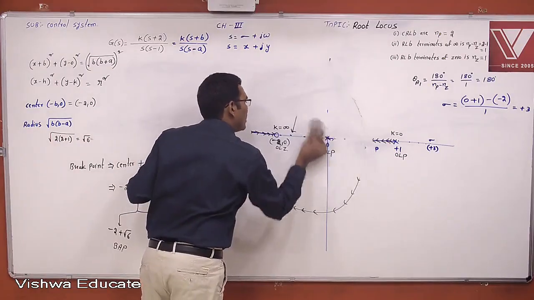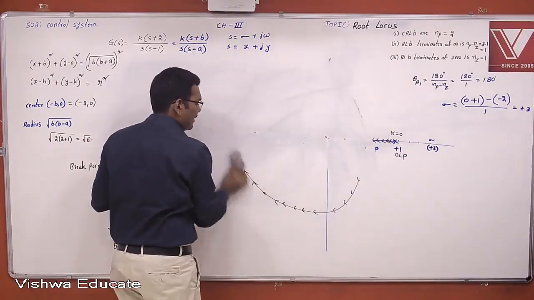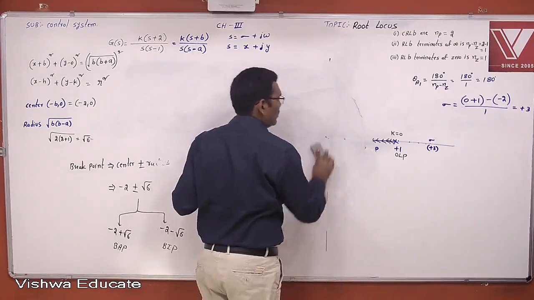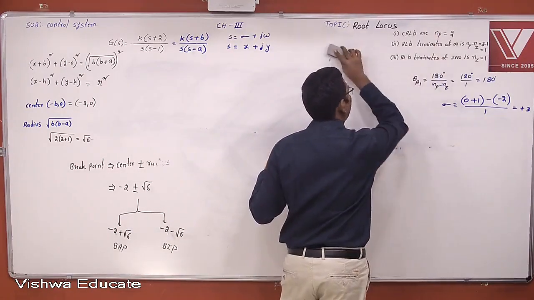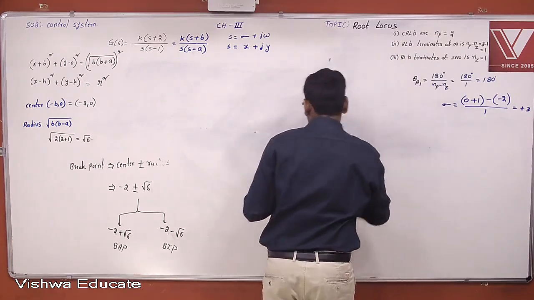But if options are available, if the root locus diagrams are available in the 4 options, then don't do all these rules and regulations. Use these 3 methods and at least eliminate 2 options among the 4.